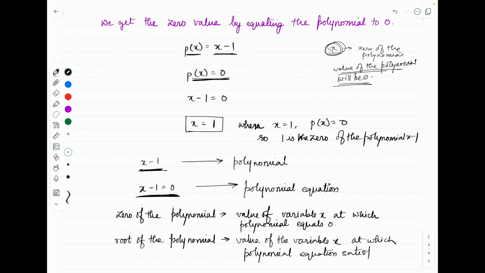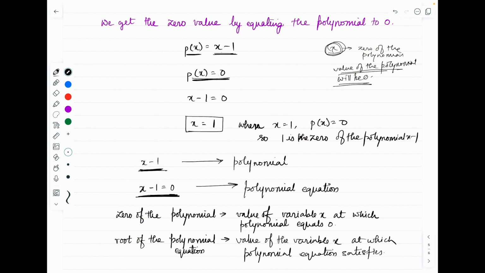See, I am writing the equation as x minus 1 equals 0. So whenever it equals 0, the value of x at which this equation is satisfied is the root of the polynomial. You are getting it? It is the root of the polynomial equation actually.